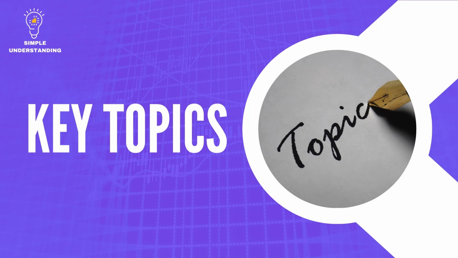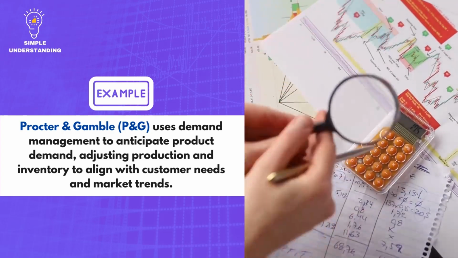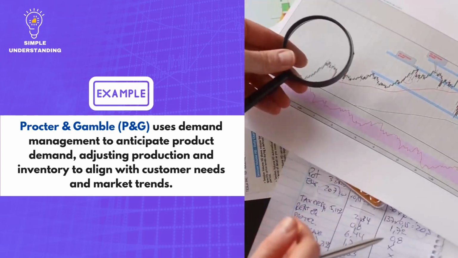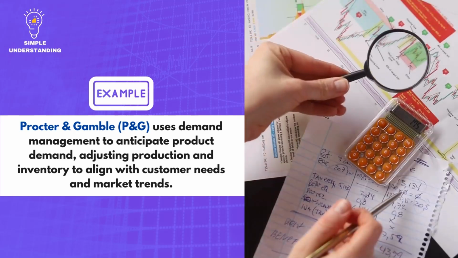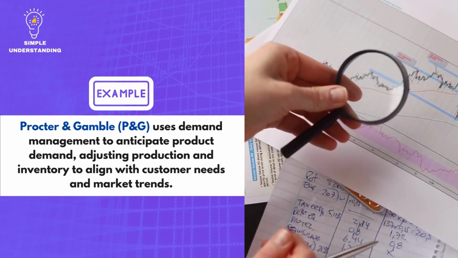Key topics. 1. The role of demand management in the supply chain. Explanation. Demand management encompasses forecasting, analyzing, and influencing customer demand to align with the organization's supply capabilities. It aims to balance demand and supply, ensuring the company can meet customer needs without overextending resources. Real company example: Procter & Gamble, P&G, uses demand management to anticipate product demand, adjusting production and inventory to align with customer needs and market trends.